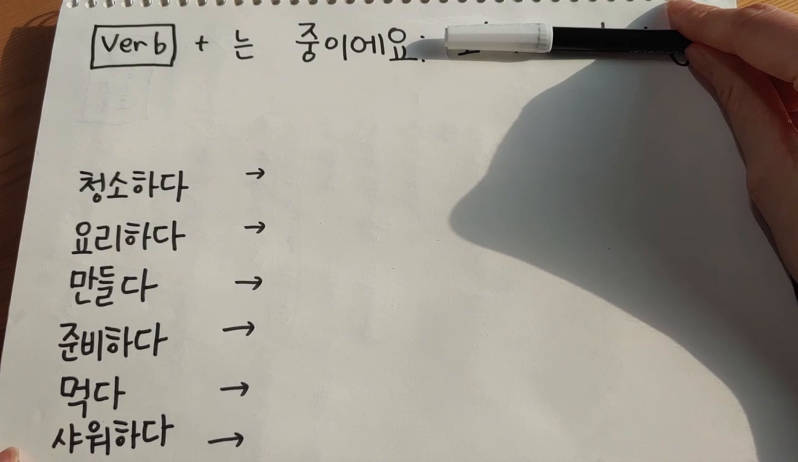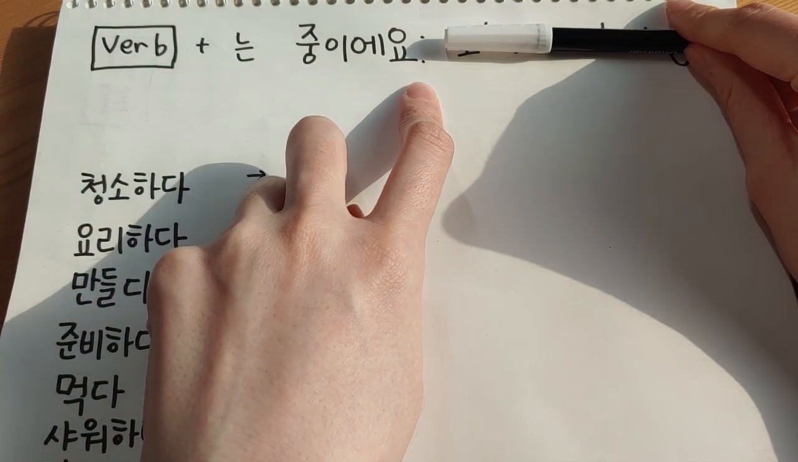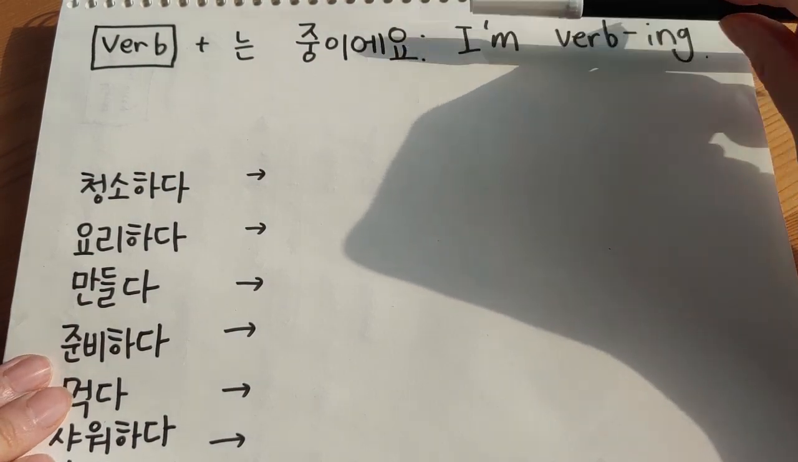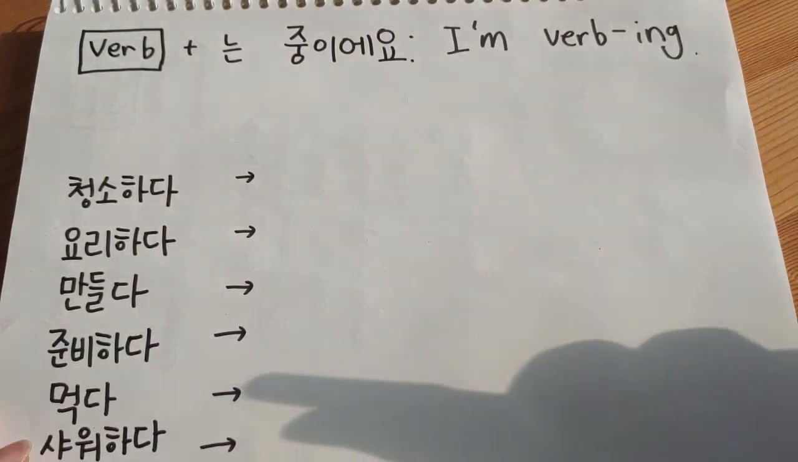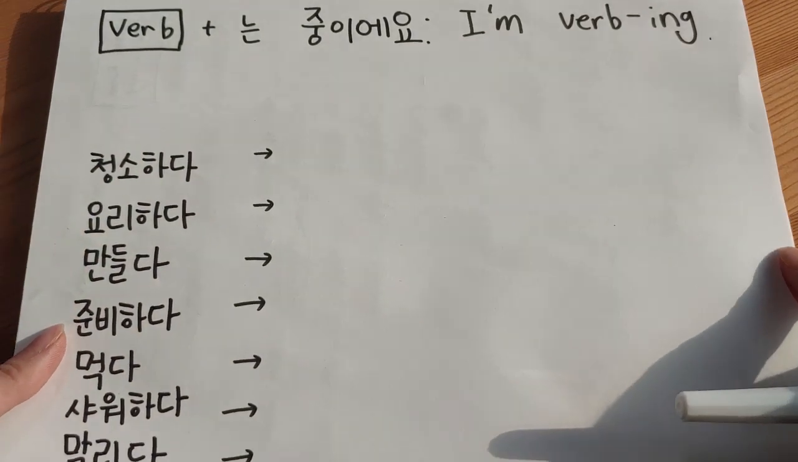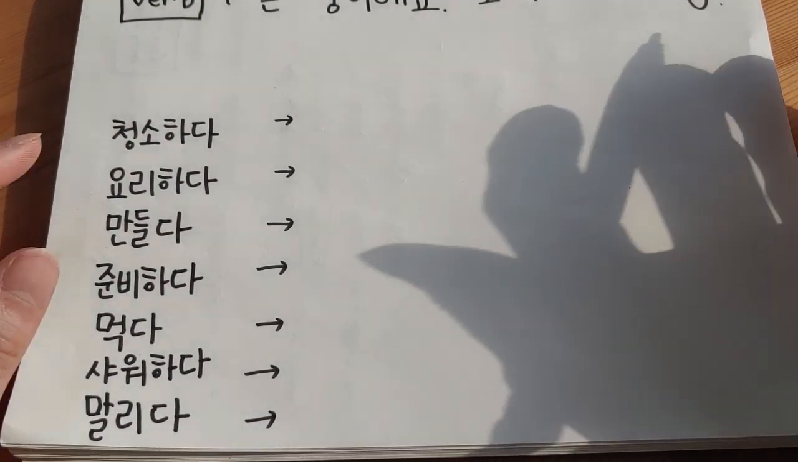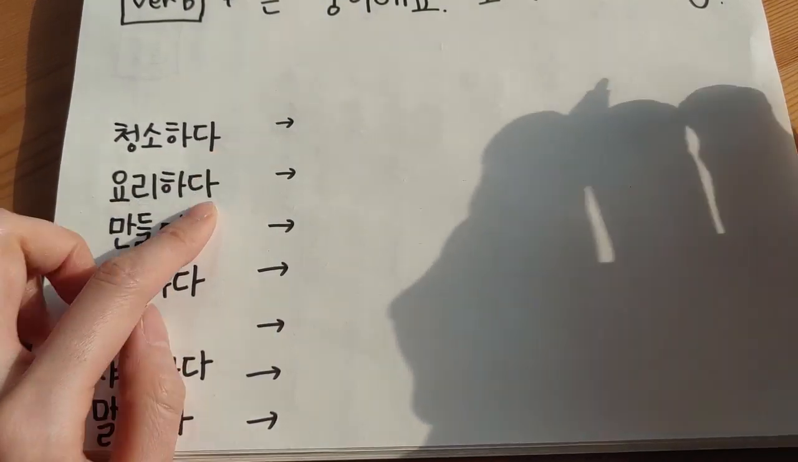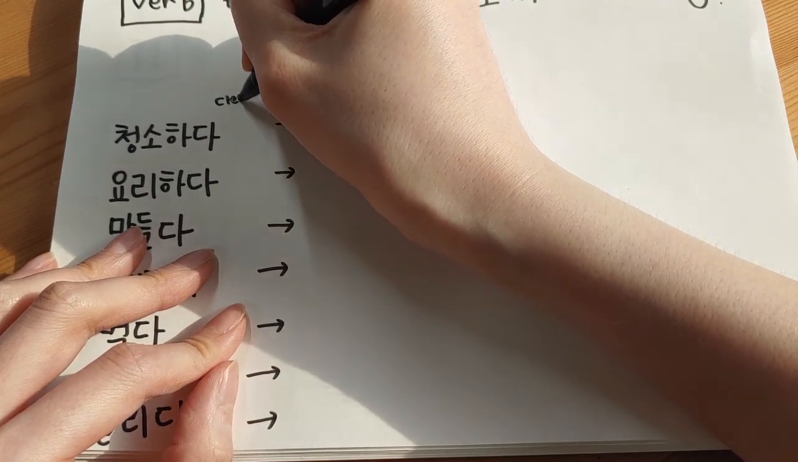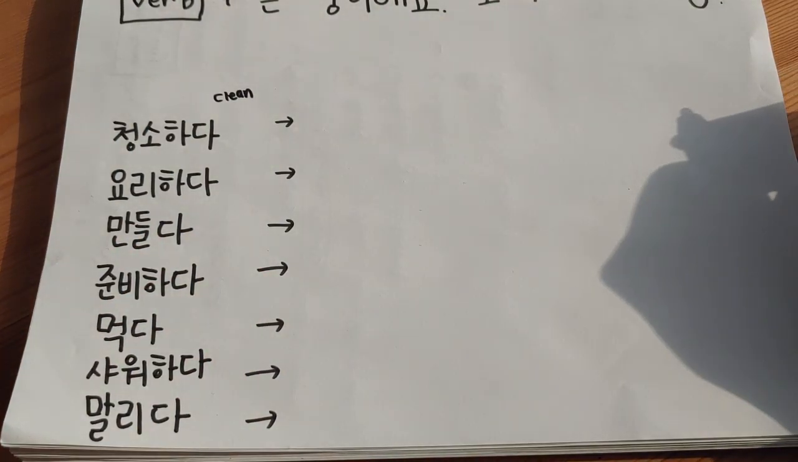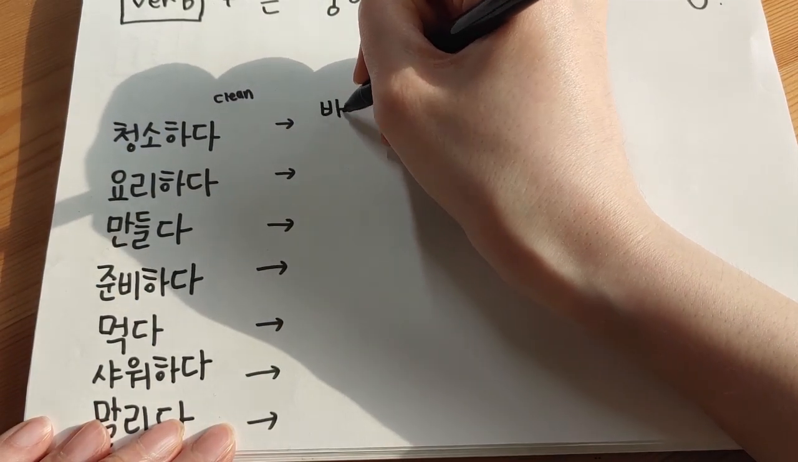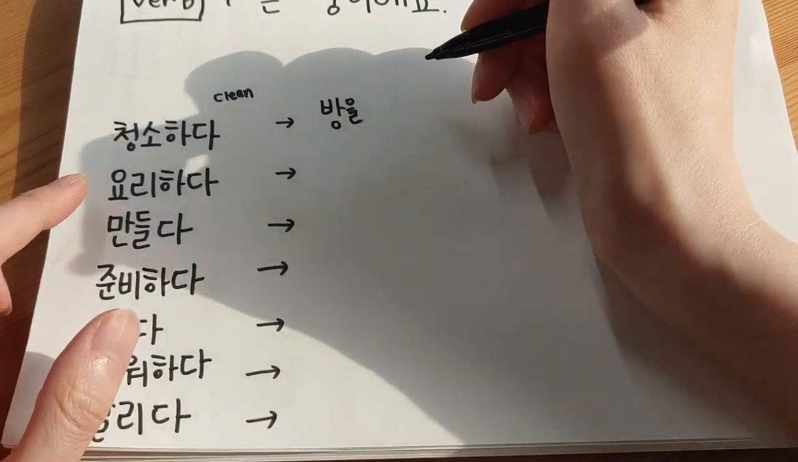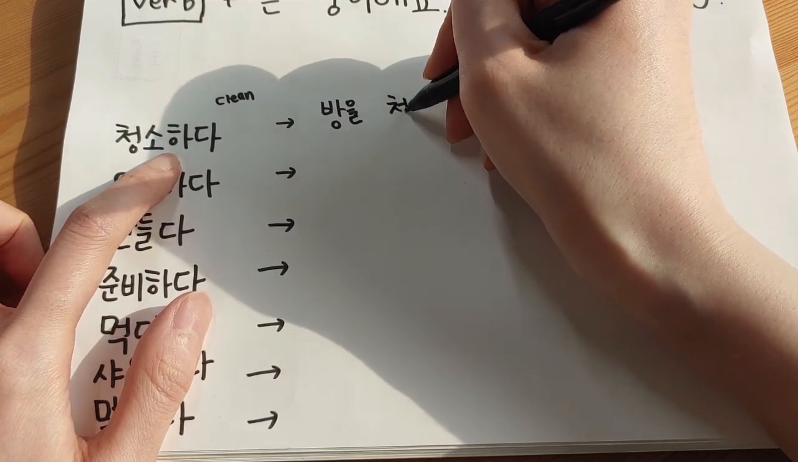Okay, so let's now move on to 는 중이에요 expression, which basically means the same as 고 있어요. I am verb-ing, I'm doing the verb. So let's use all the verbs that we learned just now. So 청소하다 means to clean, right? So how do you say I'm cleaning my room? 방을, right? And same, 청소.